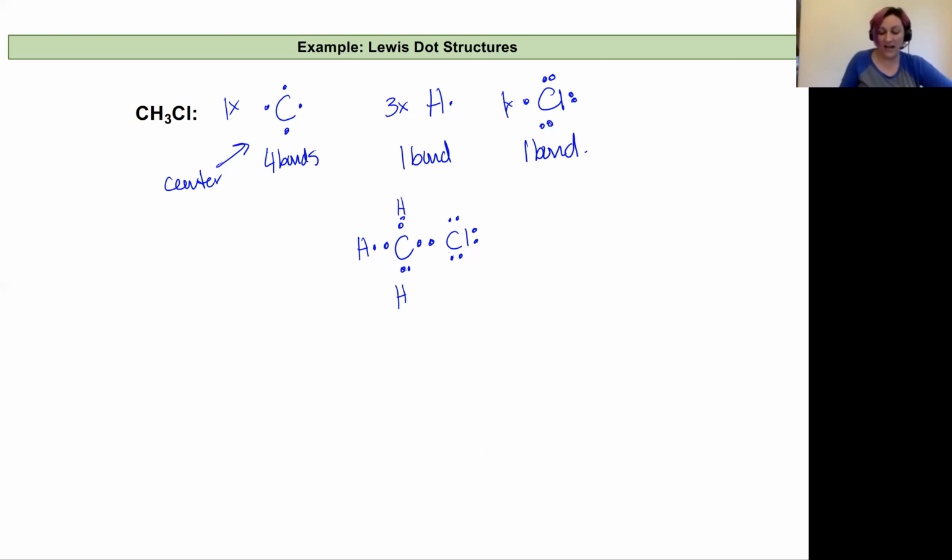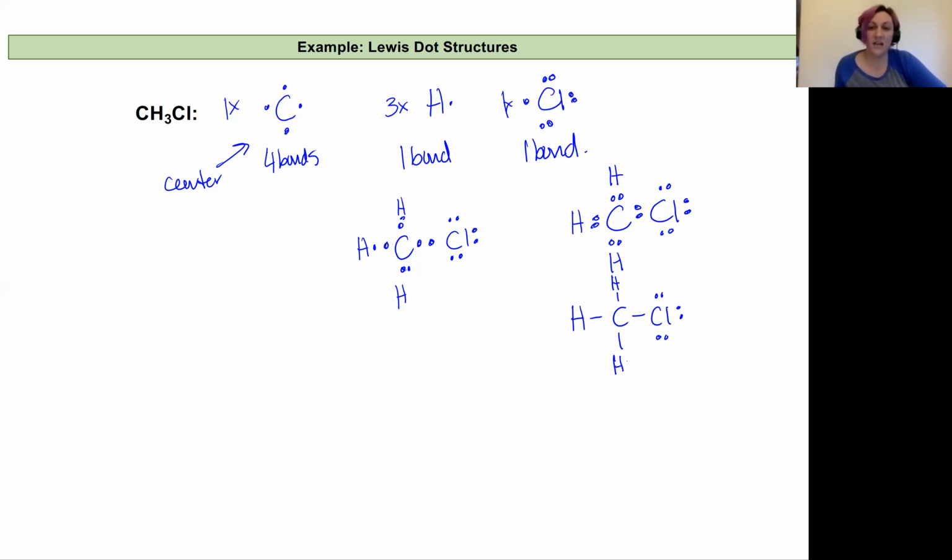So my carbon now has 8 electrons around it. My chlorine has 8 electrons around it, and each hydrogen has 2. Now, if I want to redraw this, I can draw this in a couple ways to represent a Lewis structure. I can have my electrons in between each of my atoms to show that they're bonded. Or I can use lines to represent 2 electrons in a bond. Like that. And I've got a Lewis structure. Let's look at something with multiple bonds.